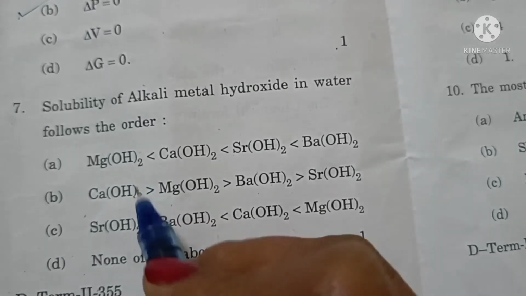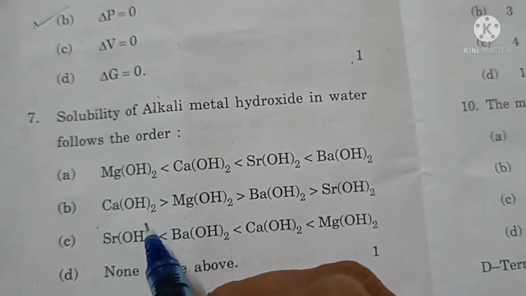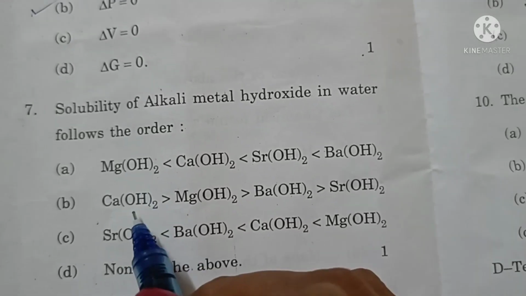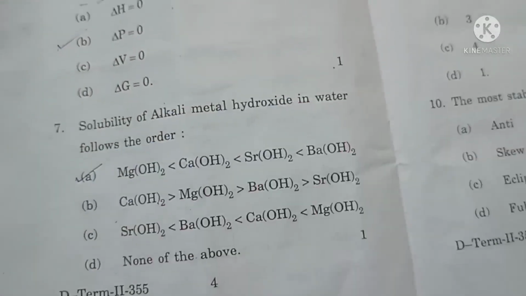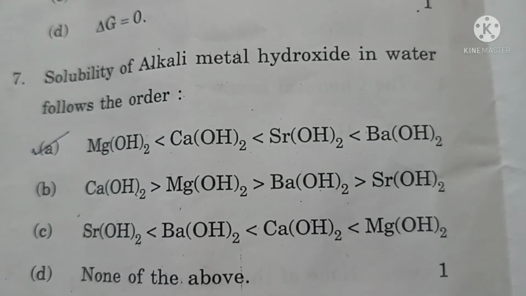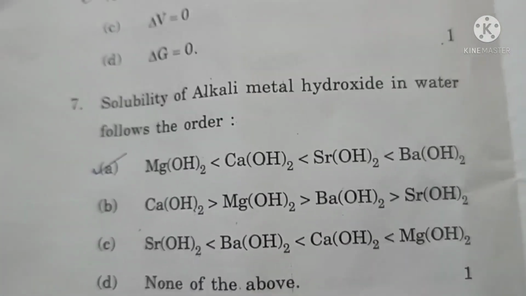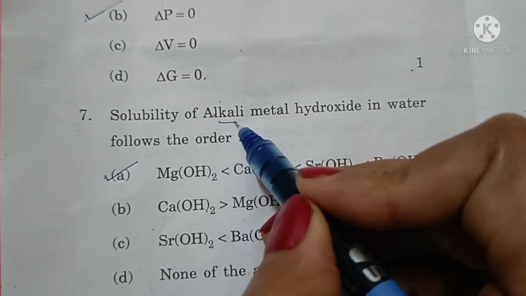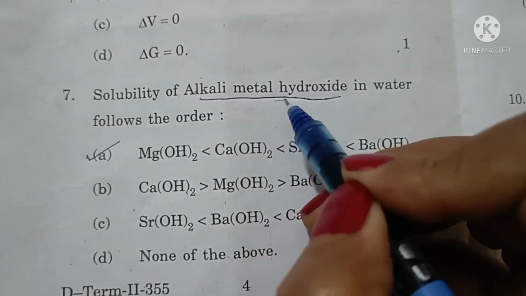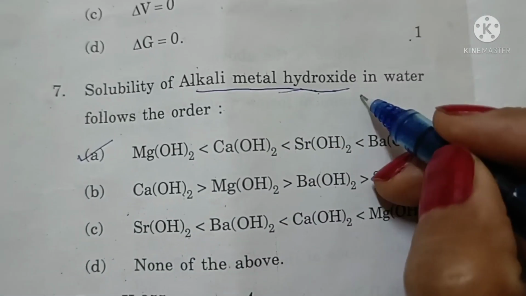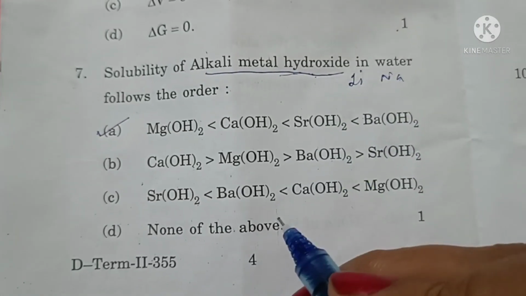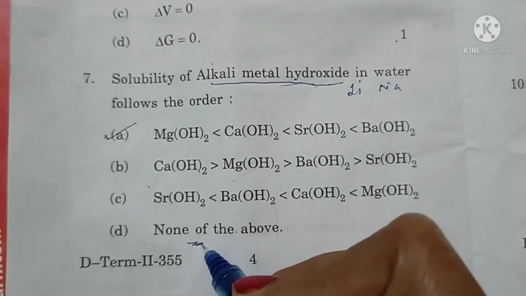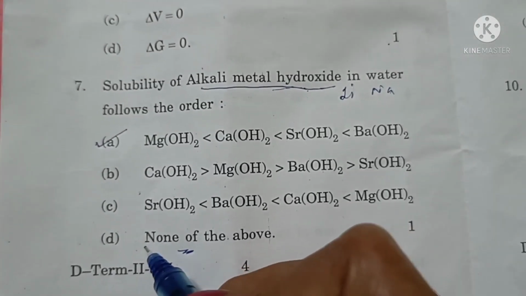Solubility of alkaline earth metal hydroxides in water follows the order. Because the options given here are of alkaline earth metals, if we have to compare between alkaline earth metal hydroxides, then option A is the correct answer. Otherwise, if we focus on the name given here, alkali metal hydroxide, alkali metals are lithium, sodium, potassium, rubidium, cesium and francium, then the option can be none of the above.